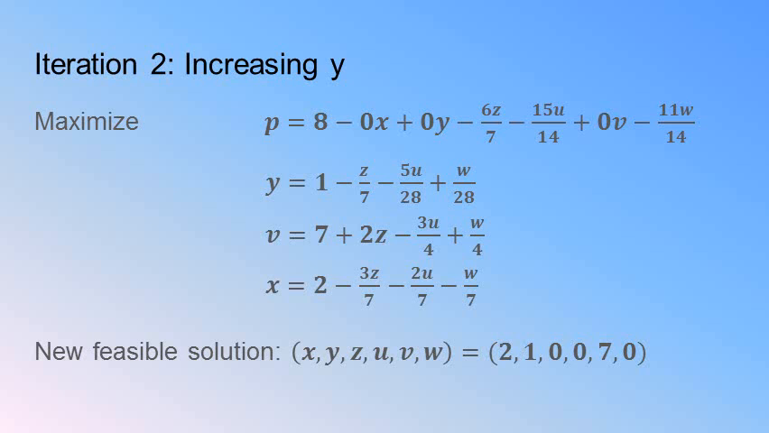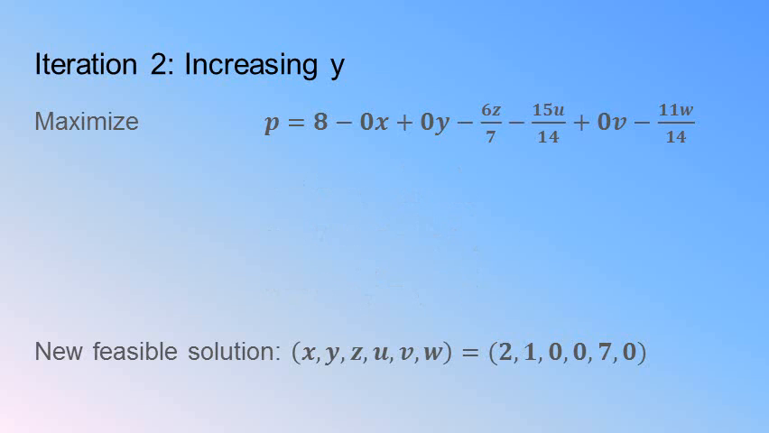Now, one last time, let's take a look at that objective function. Can we increase it further? No. The coefficients of z, u, and w are all negative. Increasing any of these will decrease the value of the objective function. Therefore, the solution we have is an optimal solution.